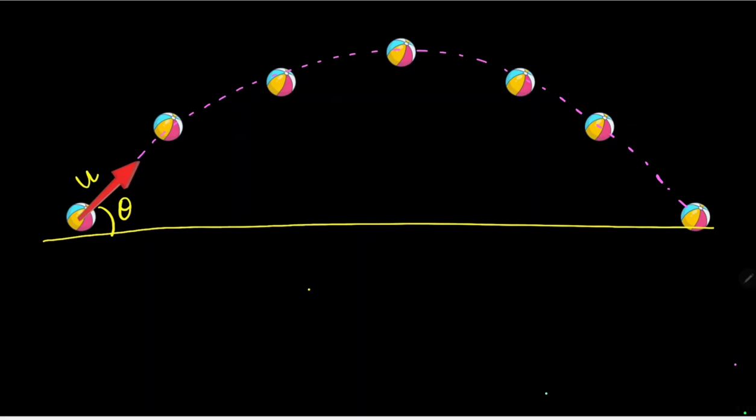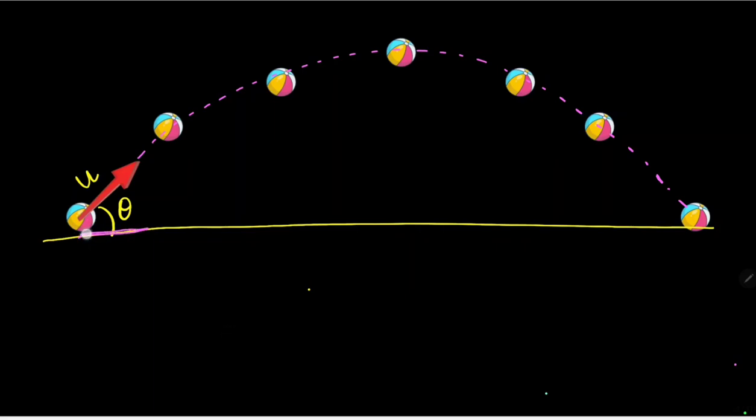So if you are moving in the x-axis, you must have some velocity in the x-axis, right? And you must have some velocity in the y-axis also. So how to know that? For that I need to split my vector. I need to split this u into x and y component. So for that we have already learned vector splitting. So let me split this vector into x and y component.